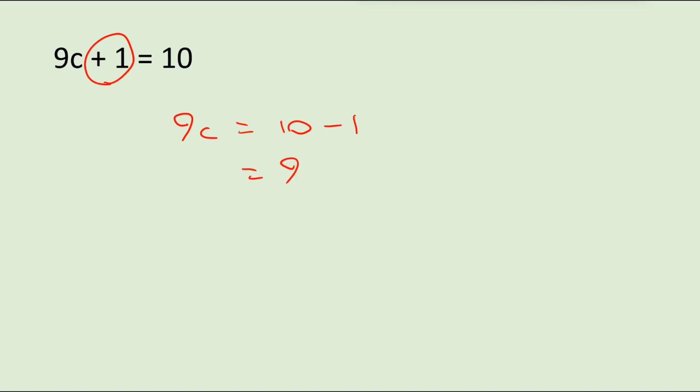Right, now we can get rid of that 9 that's been multiplied by the c. Now we'll grab that 9 and take it across. It was multiplied, so it's going to be divided by. So c equals 9 divided by 9 equals 1. So this example was a two-step method, as is this one.